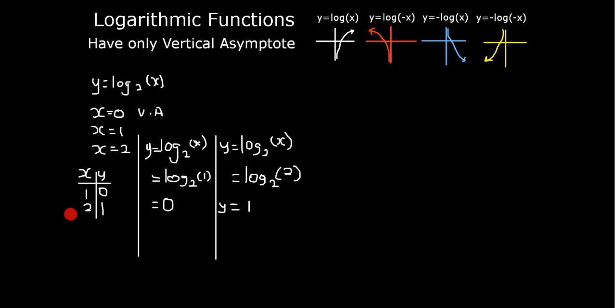Now that we've got 2 points, we only need 2 points to plot the graph. We can now plot our graph. Our graph will look like this. First of all, we need to know what our VA is. Our VA in this scenario is 0. So VA goes like this. VA is not like HA. VA is vertical because it's a vertical line. HA is horizontal. That's the difference.